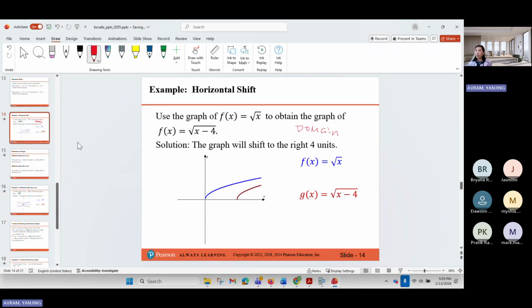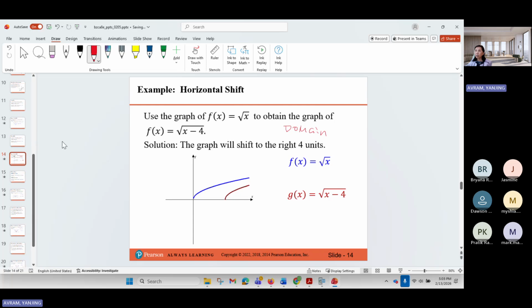I'll give you a couple minutes. Let's see. How do you find a domain for these two? I'm going to call the second one g of x instead. Call this one g of x. So we want to find a domain for f of x and g of x.